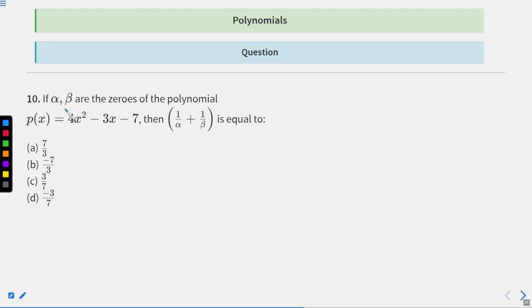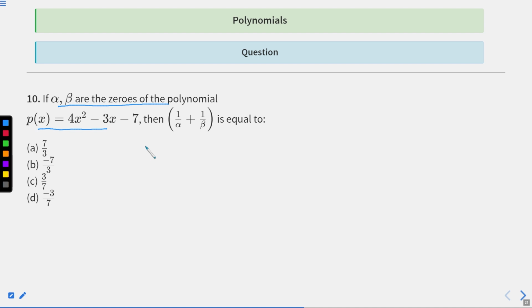So if alpha and beta are the zeros of the polynomial p of x equal to 4x squared minus 3x minus 7, then we need to find 1 by alpha plus 1 by beta. Here we have been given 4 options. In option A we have 7 by 3, in option B minus 7 by 3, in option C 3 by 7, and in option D minus 3 upon 7. Okay, so here p of x is equal to 4x squared minus 3x minus 7.